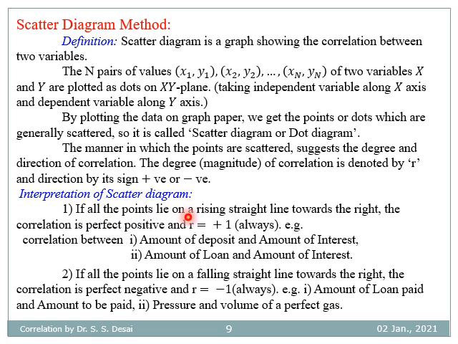If all the points lie on a rising straight line towards the right, the correlation is perfect positive, and in this case the value of r is equal to +1. For example, the correlation between amount of deposit and amount of interest, amount of loan and amount of loan interest. Second, if all the points lie on a falling straight line towards the right, the correlation is perfect negative, and in this case the value of r is -1. For example, amount of loan paid and amount to be paid, pressure and volume of a perfect gas.